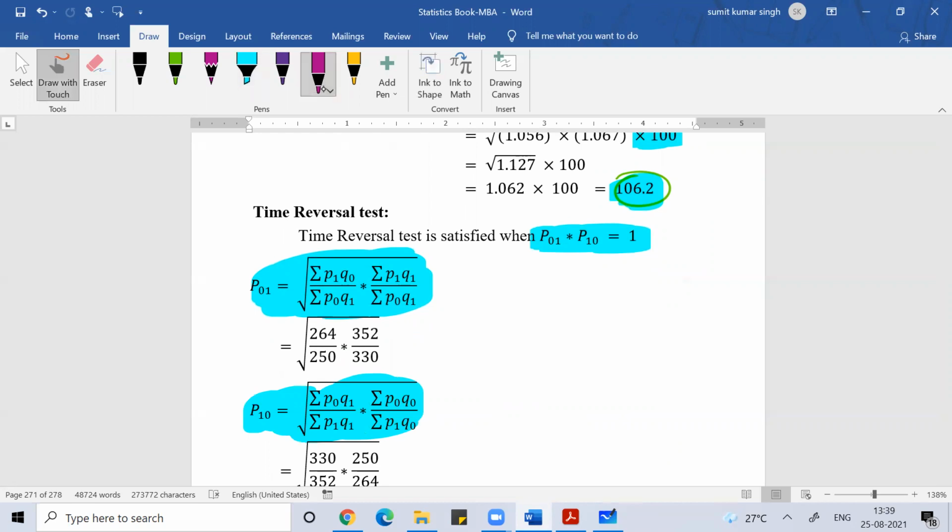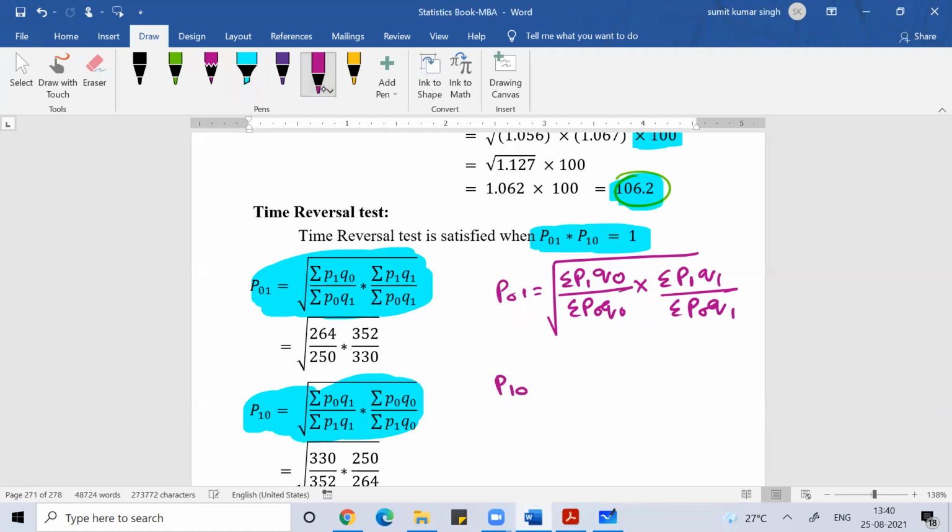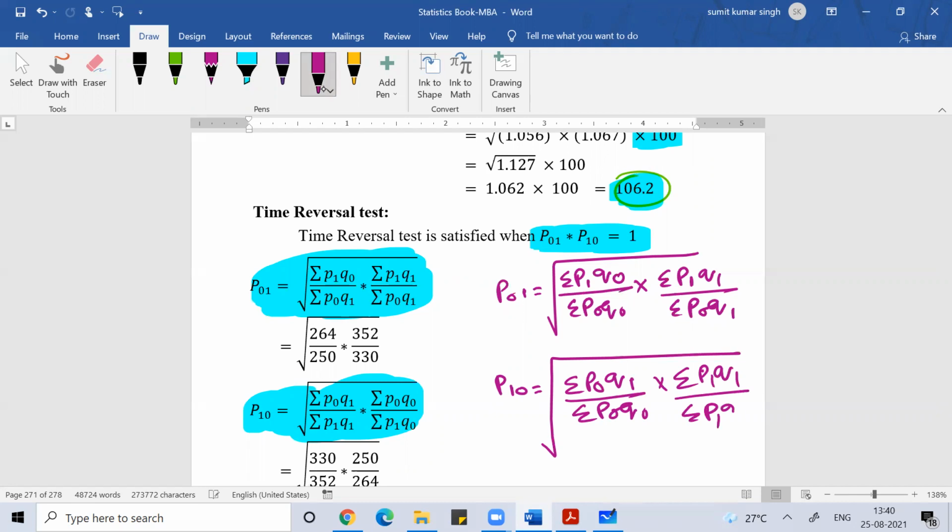The formula of P01 was sum of P1 Q naught divided by sum of P naught Q naught, into sum of P1 Q1 divided by sum of P naught Q1. This was the formula for the Fisher ideal index P01. So what will the P10 formula be? Just interchange the places: sum of P naught Q1 divided by sum of P naught Q naught, into sum of P1 Q1 divided by sum of P1 Q naught. Are you getting it?